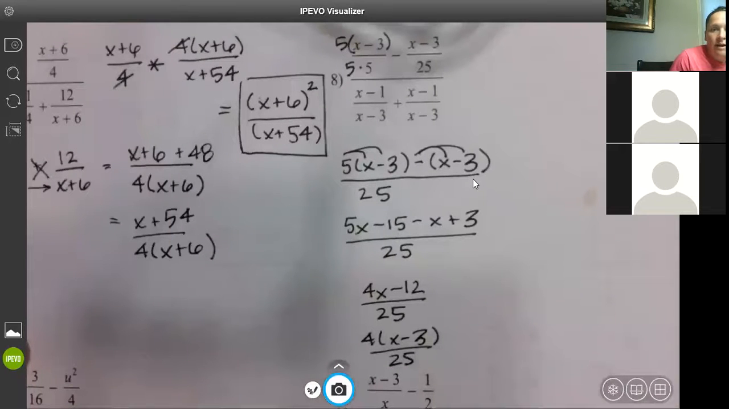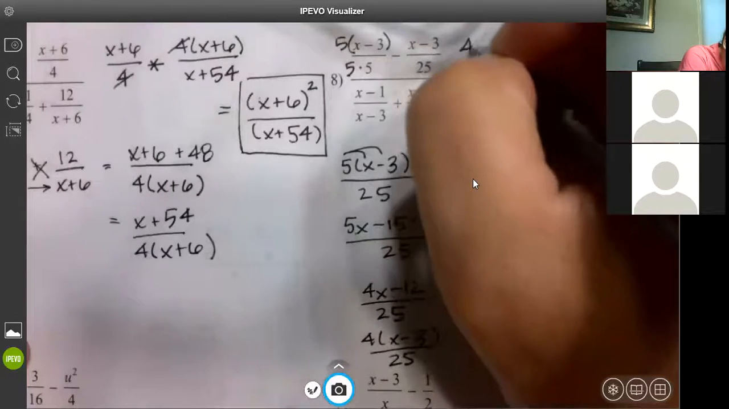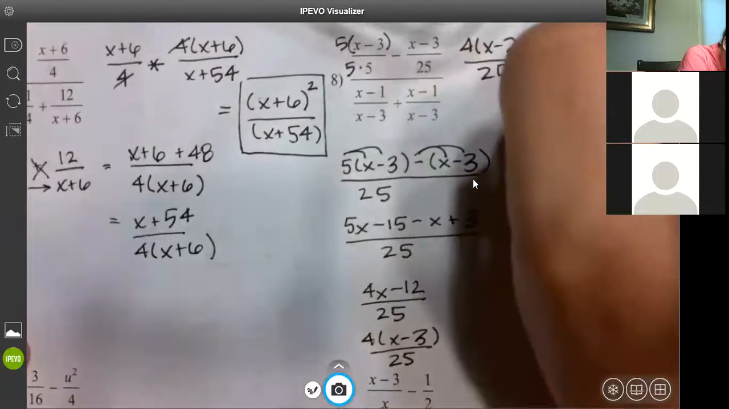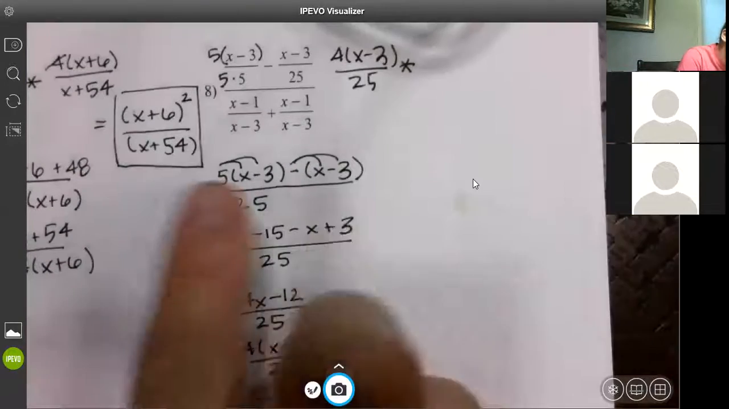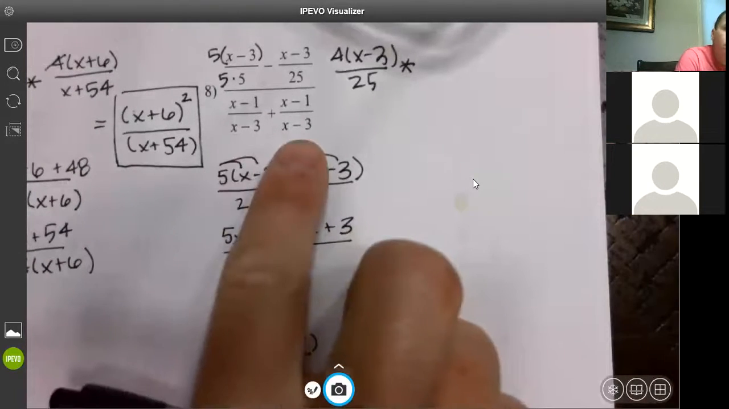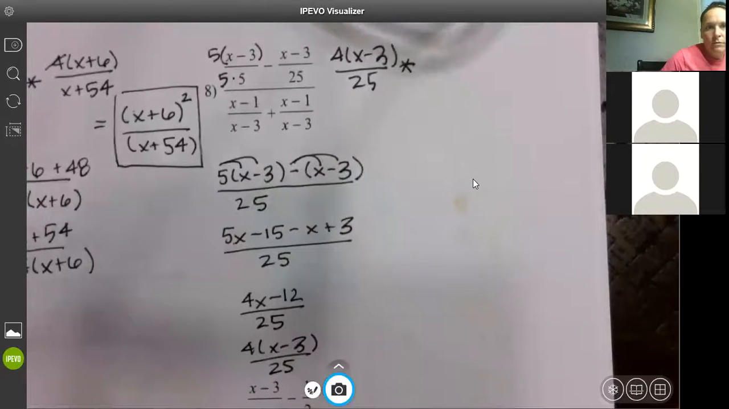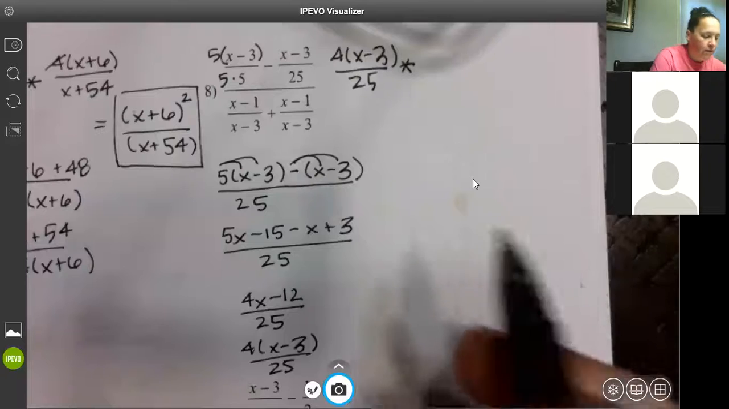So I'm going to rewrite it back up at the top. That one doesn't flip. It stays 4 times x minus 3 over 25. The next one will flip, okay? So what's your common denominator between these two? It's kind of a trick question. What's your common denominator? X minus 3. Thank you.